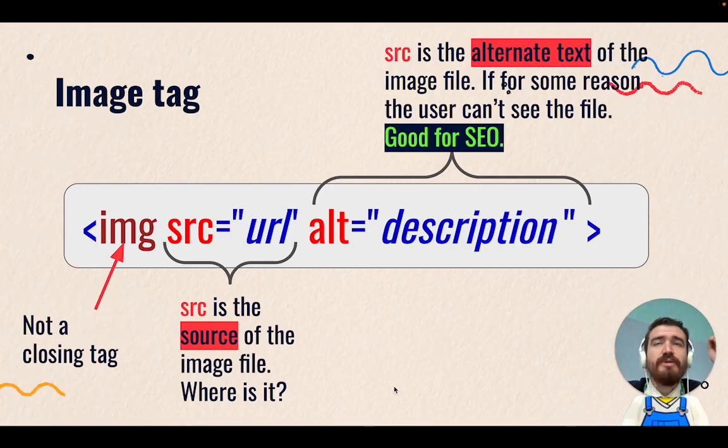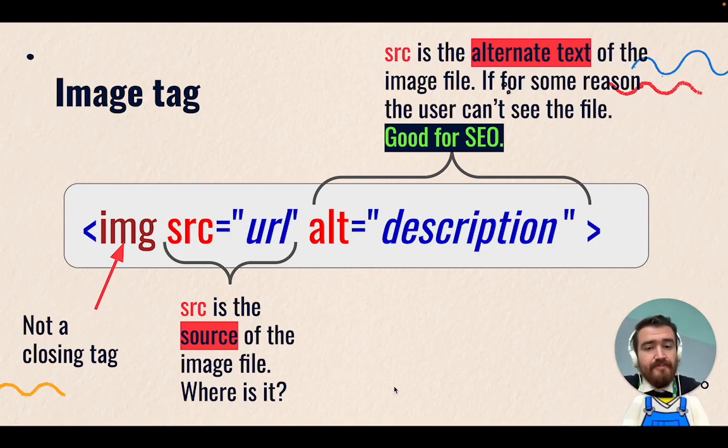Now, this will be important later for search engine optimization. When we want our website to be on top of the Google searches, this alt or alternate text will be very important, okay? Now, if I only put the image like this, the image will have the size of the source file. And probably the image is too big or too small.